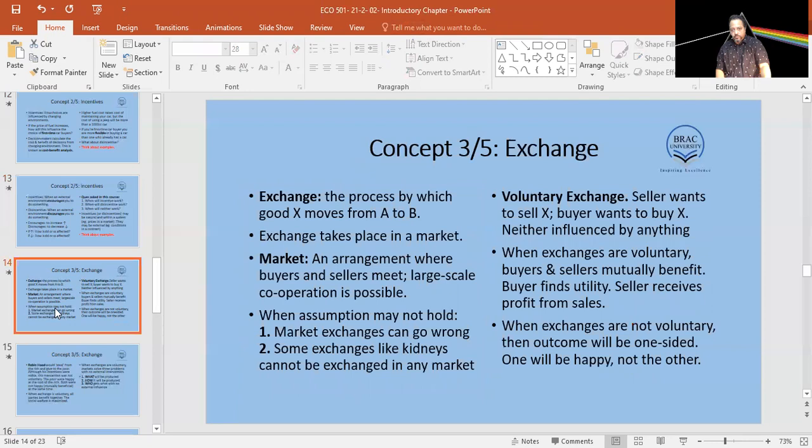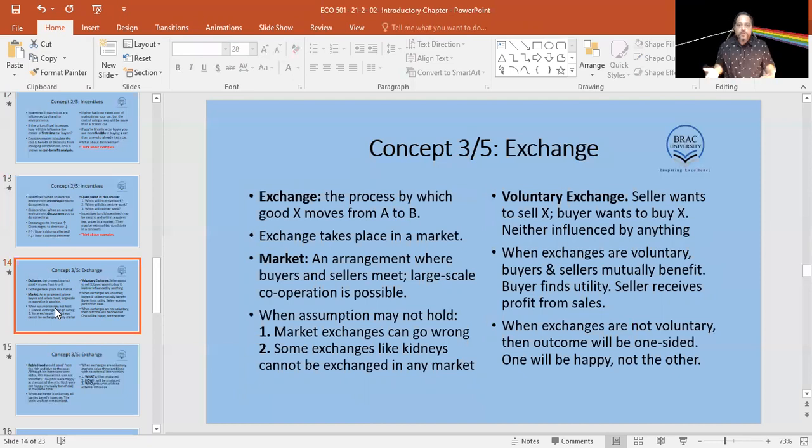Now, exchange, as we said in the beginning of the definition, exchange is nothing but when a good X moves from A to B. Okay. Exchange will take place in a market in our assumption. Now, what is a market? Since goods need to be exchanged, we need a formal institutional arrangement where this exchange will happen. This exchange will happen in a market. A market is an institutional arrangement where buyers and sellers meet.